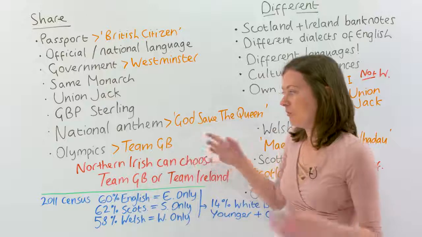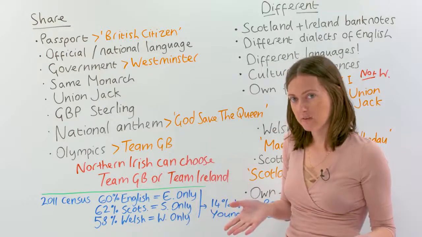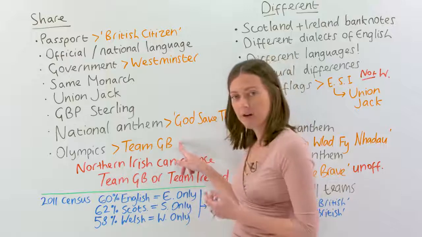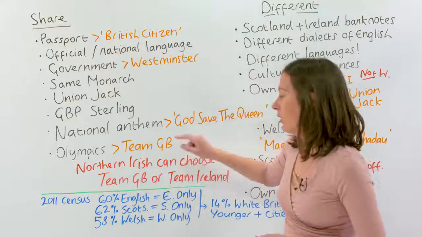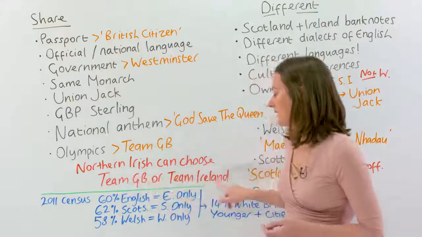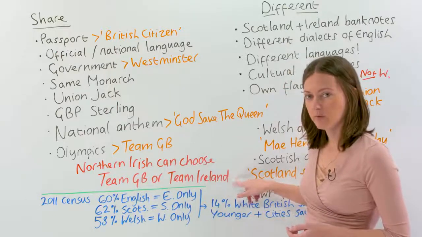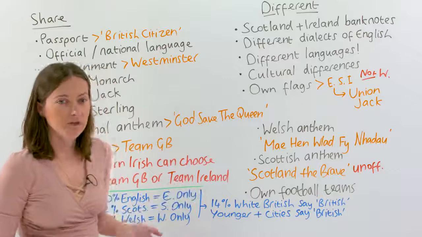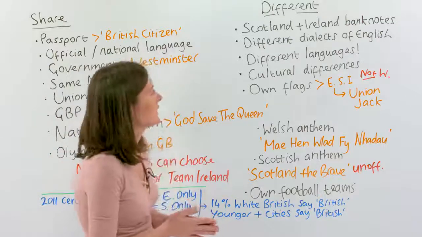So, where does Northern Ireland compete in the Olympics? Well, they can choose to be part of Team Great Britain, or they can choose to be in Team Ireland if they want. So they get a choice. What's different between the countries of the UK now?